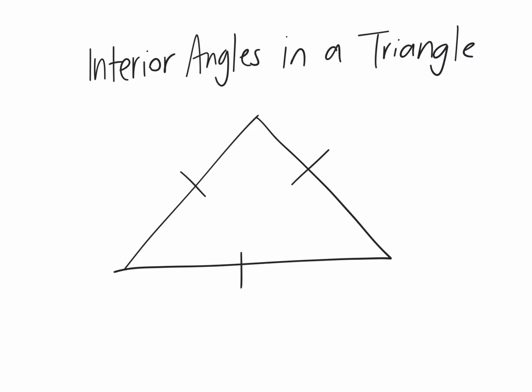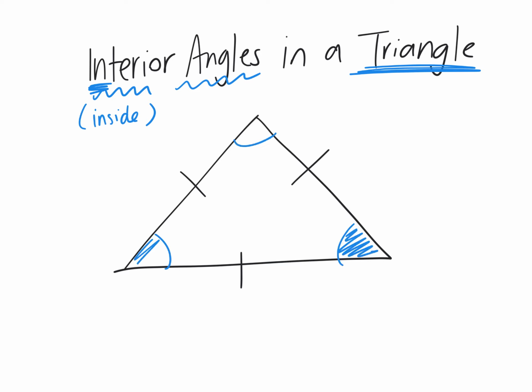We're going to be looking at interior angles in a triangle. What does interior mean? Is it an angle that's inside the triangle or outside the triangle? Interior. These are the angles that are inside the shapes. A triangle has 3 sides, which means it always has 1, 2, 3 angles.